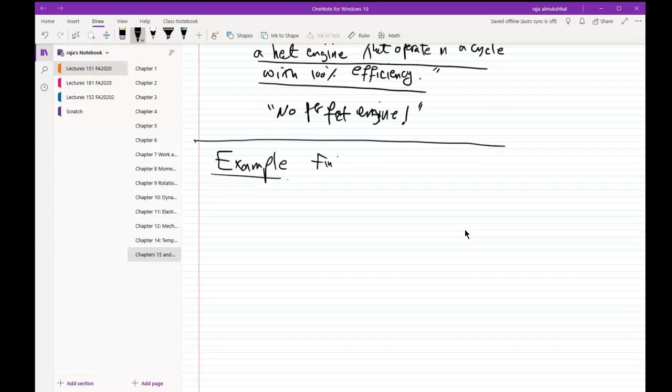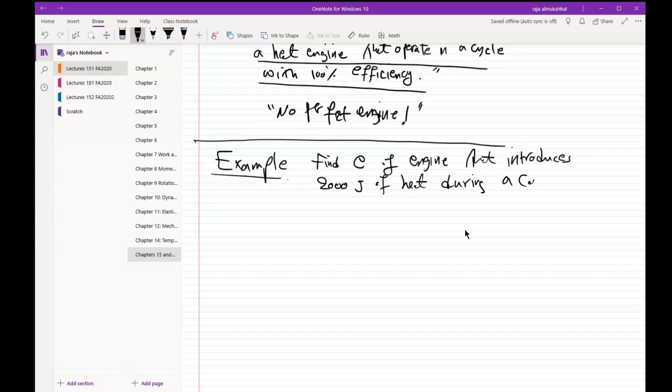The example says: find E, the efficiency of an engine that introduces 2000 joule of heat during a combustion phase and loses 1500 joule at exhaust.